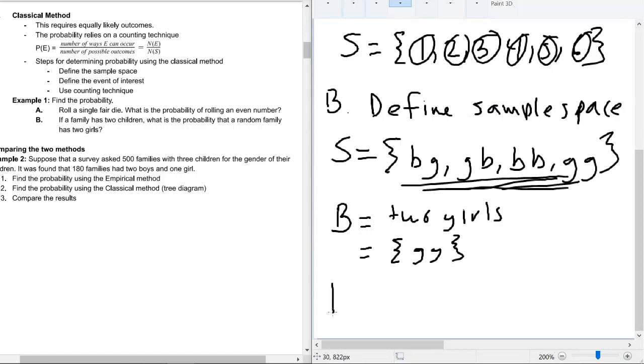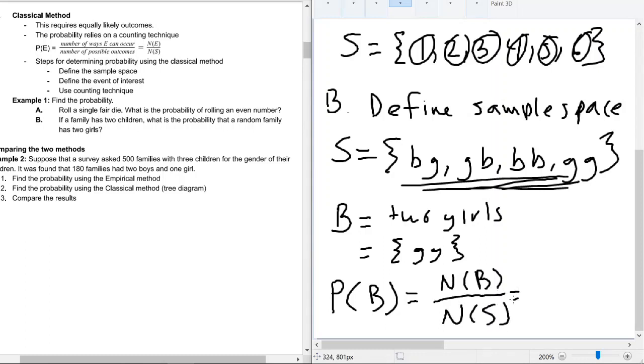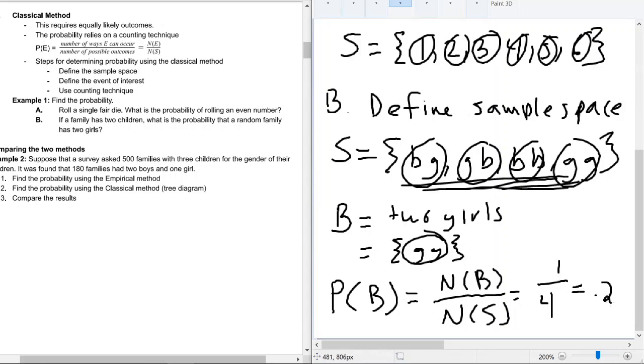Then the probability of this family having girl-girl is equal to the number of outcomes in the event of interest over the number of outcomes in the sample space. So once again, we count the number of outcomes in the event of interest. With 2 children, here we're looking for girl-girl. We had 1 possible outcome out of how many in the sample space? We had 4 total possibilities. So here we have 0.25.